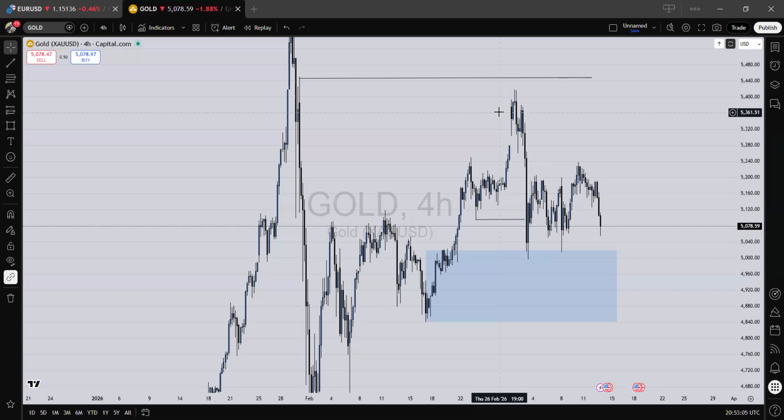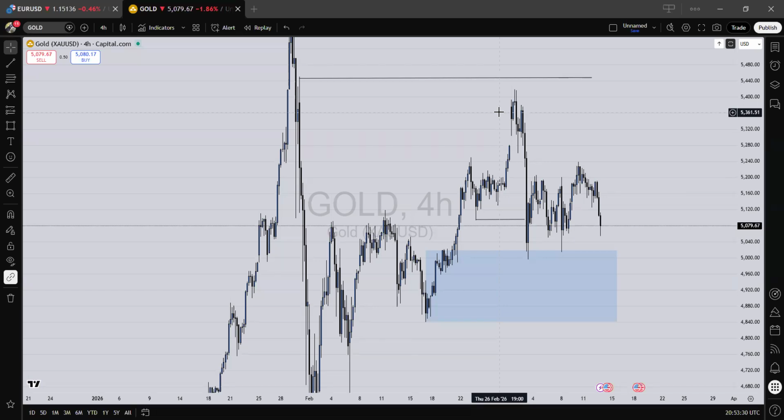If sell opportunity comes, fine. If buy opportunity comes, fine. But when I'm bullish, I'm only looking for bullish opportunity because that is what my plan says. Right now, my plan is saying that I'm still bullish. So I'm only looking for buy opportunities.